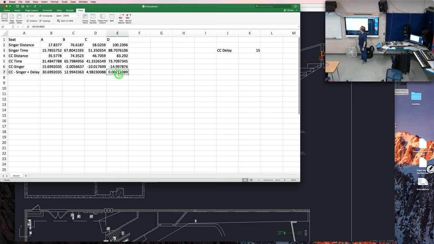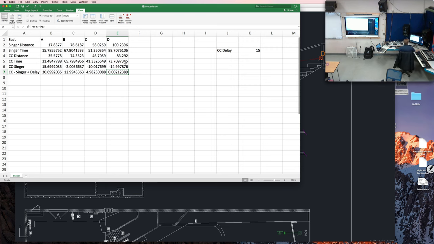At the back row balcony, it's basically arriving at the same time. But the singer is arriving just slightly ahead, less than a millisecond. So ideally, you'd want more than that. But there's just a geometry issue here that's preventing that. Okay, so let me show you now. I'll clear this out now and show you how I did all of that.